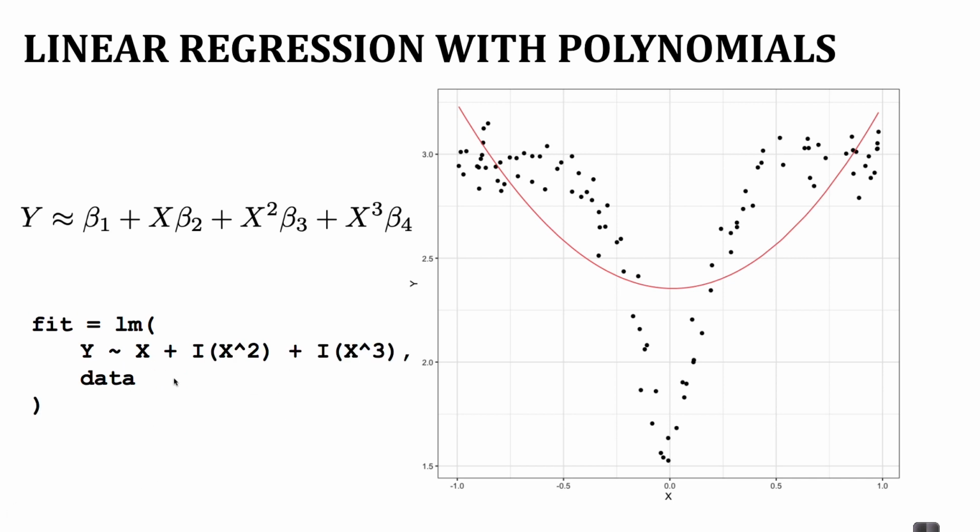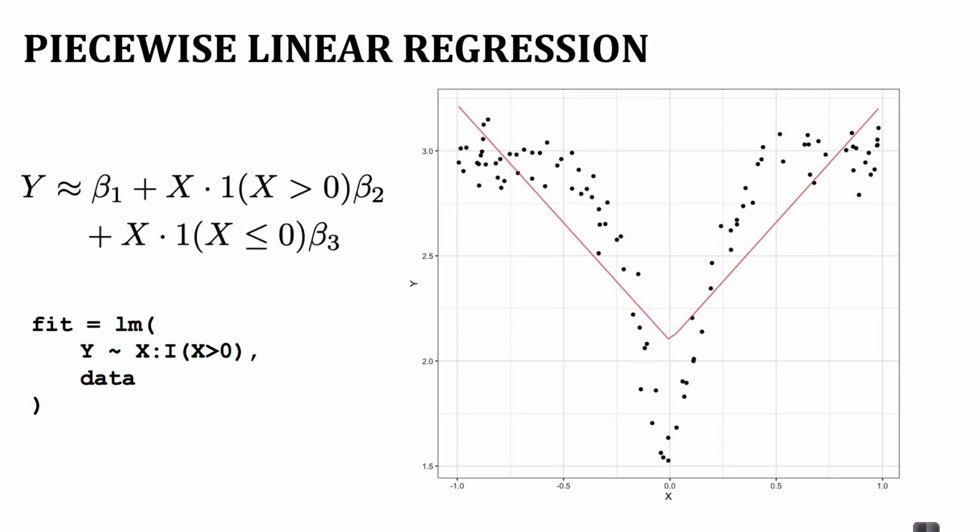And it gets better, right? I'll show you what I mean. So let's do something even more complicated, which is I'm going to choose a basis function that is x times an indicator of x being greater than 0, and another basis function that is x times an indicator of x being less than 0.